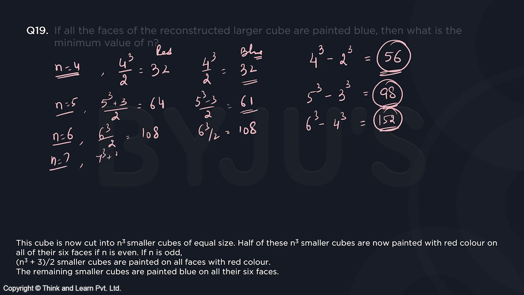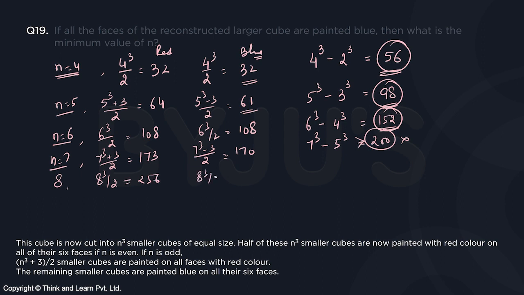So 7 cube 343 plus 3 divided by 2, that is 346 by 2 is 173. And (7 cube minus 3) divided by 2 is 170. But the number of cubes visible on the outer surface is 7 cube minus 5 cube. So 343 minus 125, it is greater than 200. This also is not going to work for us. Let's check for 8. 8 cube, that is equal to 512 divided by 2 is equal to 256.